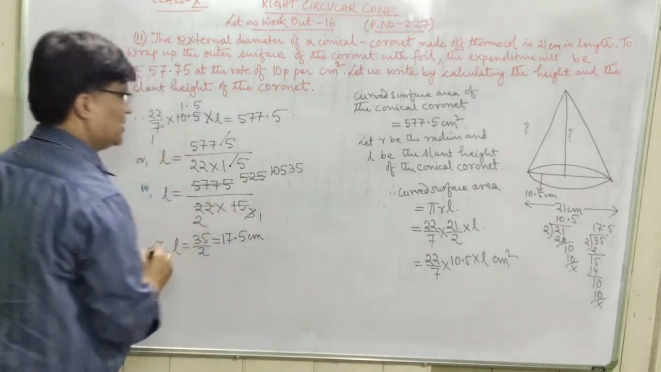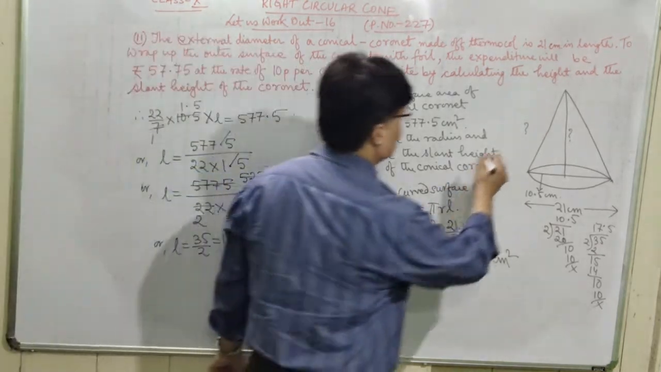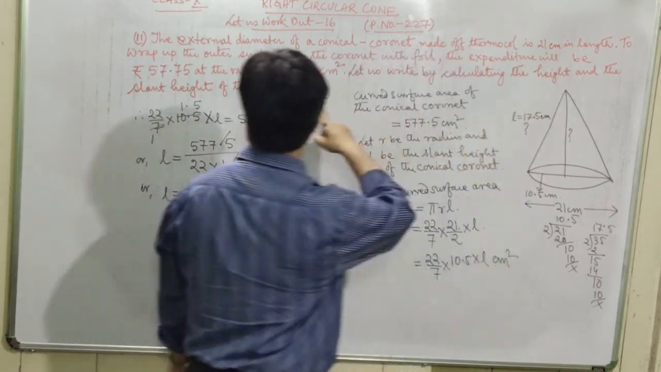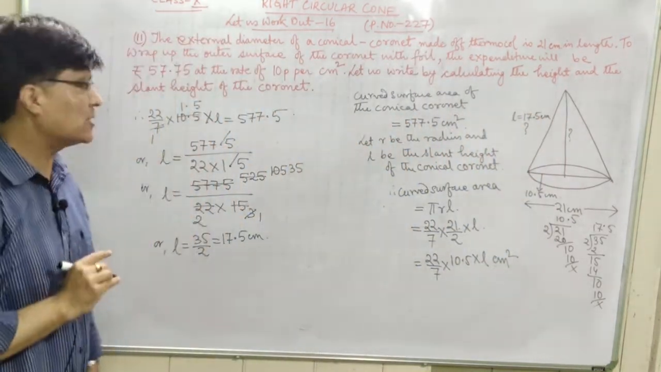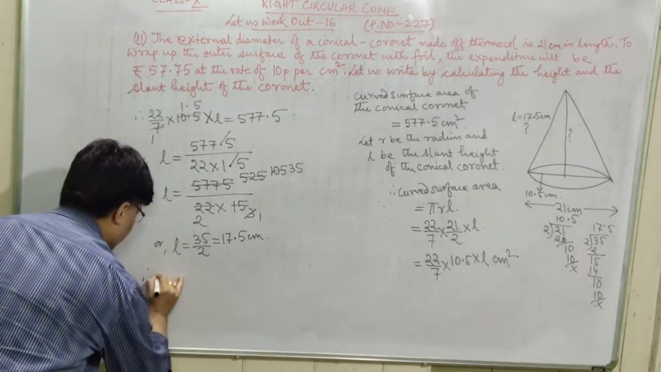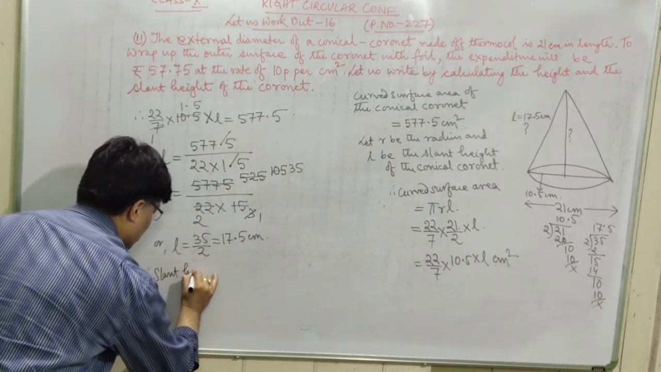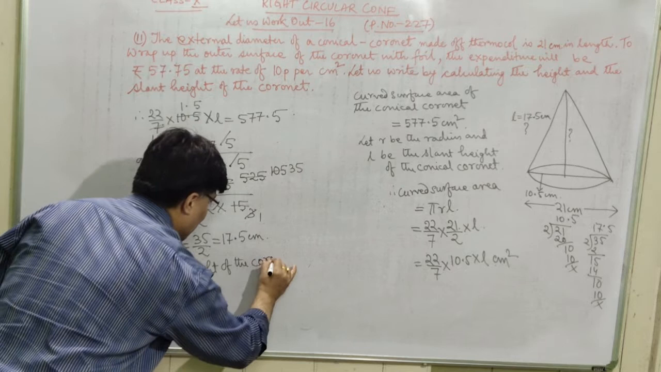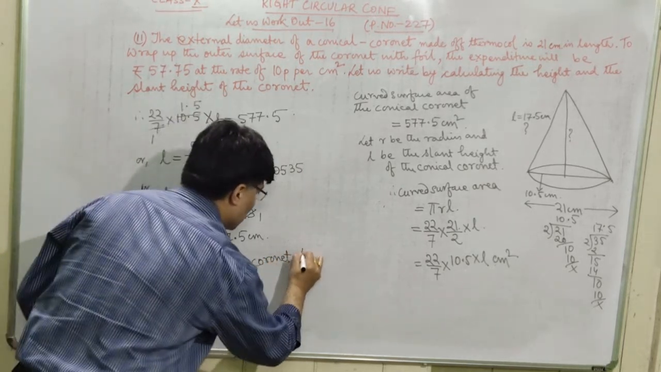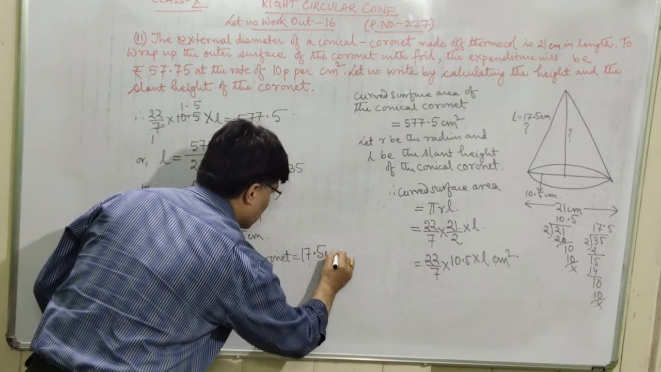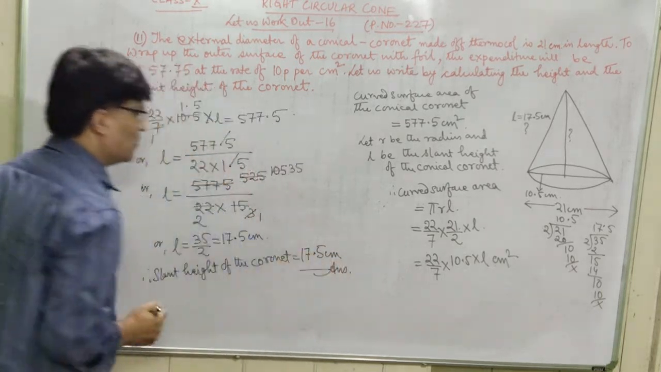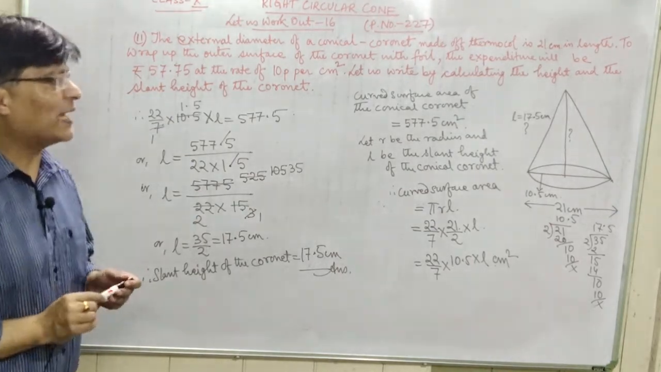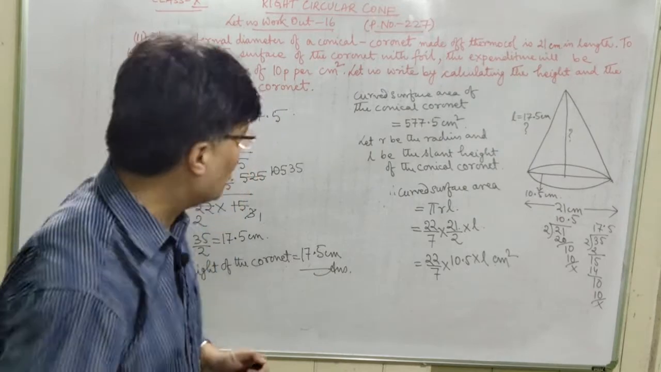What is the unit here? Centimeter. That is, the slant height L is equal to 17.5 centimeters. So just now we have calculated the slant height of the coronet. Therefore the slant height of the coronet is equal to 17.5 centimeter. So this is the answer for the slant height of the coronet. Now what is to be calculated? You have to calculate the vertical height of the conical coronet.